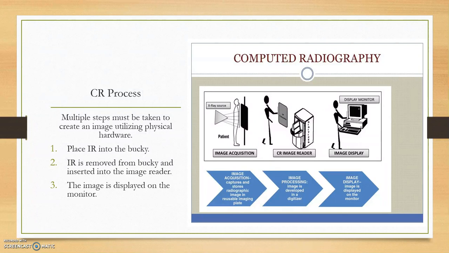And then it's placed in the image reader where lasers decode the light information, loaded onto a computer. So light to digital pixels is not completely digital, it's kind of analog, that's why it's not quite as true to the digital radiography name as DR is.